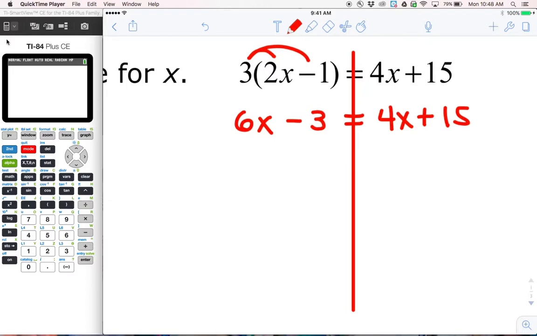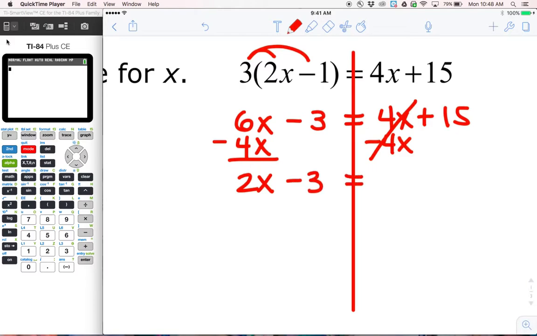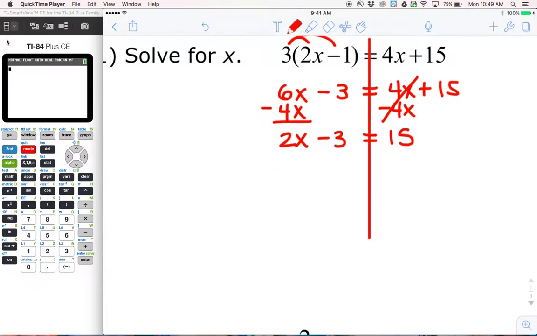And I'm going to do that just by subtracting, because 4x minus 4x is 0, and I can cross that out. Now on the left side, make sure you subtract 4x from its like term, in this case 6x. So 6x minus 4x is 2x. I still have negative 3. Now this is equal to just 15 on the right side.